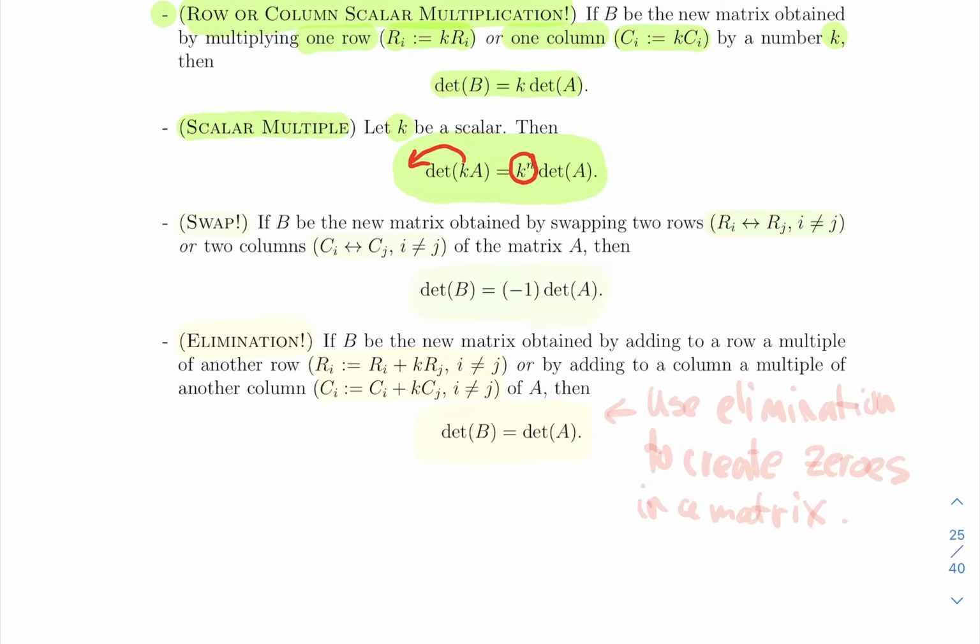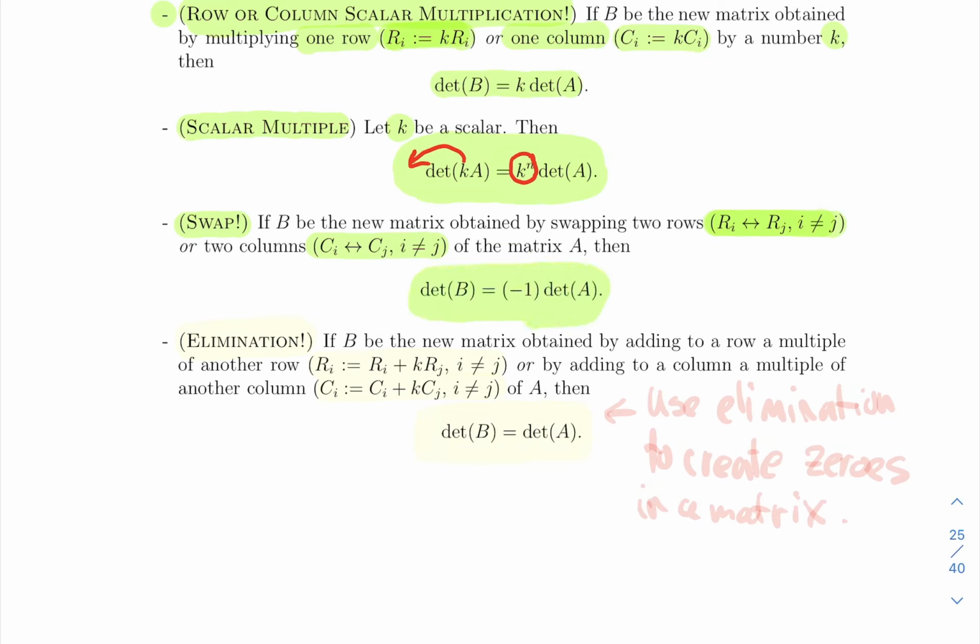And then for swapping, what happens if you're swapping two rows or two columns? Again, here we're saying rows or columns; we're more used to working with rows than columns because of the Gauss-Jordan elimination algorithm, but it works for columns too. Then the effect is that if you are swapping two rows or two columns, the determinant is multiplied by -1.